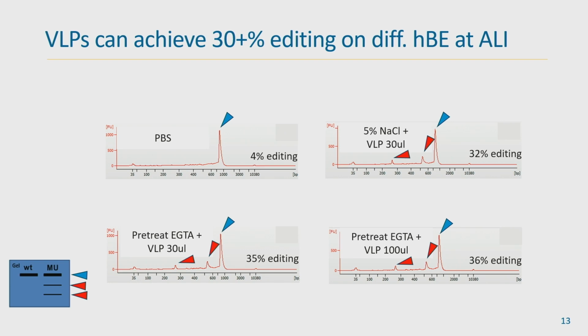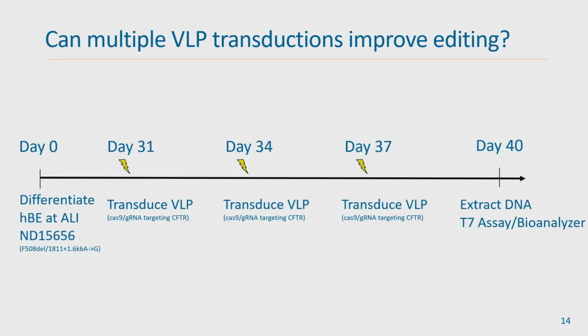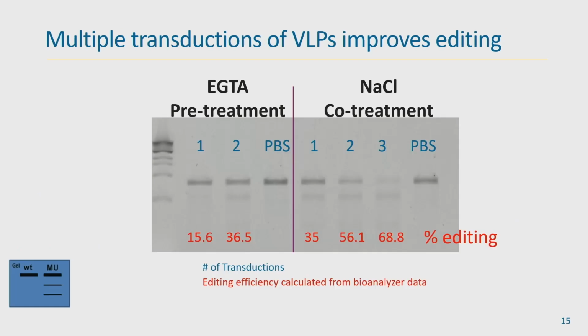So following these experiments, we wanted to see if we can improve our editing efficiency even further. One way we thought of doing that was perhaps doing multiple VLP transductions to see if we can mediate an improvement in the editing efficiency. So to do this, we differentiated our primary HBEs at ALI for 30 days, and after which we did multiple rounds of VLP transductions, allowing for a couple days of recovery in between transductions. We then extracted DNA and ran our T7 assay.